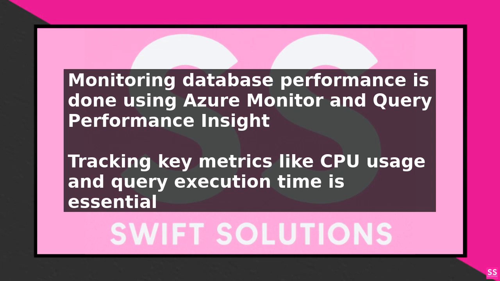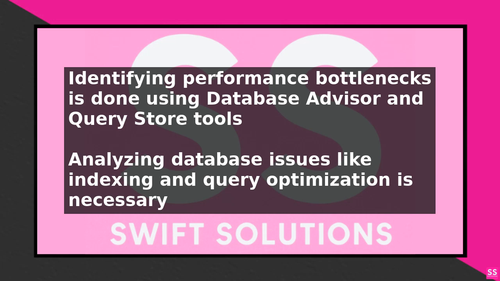Once you have identified the performance bottlenecks, you can start optimizing your database. One of the most effective ways to improve performance is by creating indexes on frequently accessed columns. Indexes can significantly speed up query execution by allowing the database to quickly locate the required data.